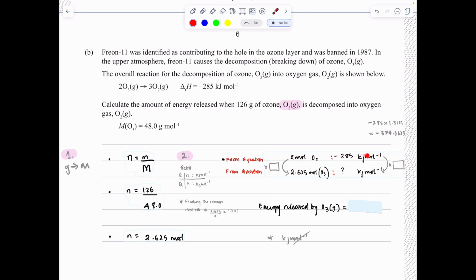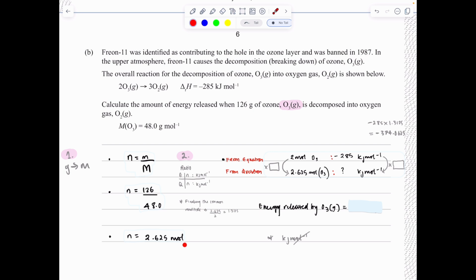So here's what I've done. As we can see here from the equation, we have 2 moles of O3. Please do not get mixed up between the two oxygens. We're dealing with O3. So we look at O3 in the equation. As you can see, the big number 2 suggests that there are 2 moles of it. How much energy does it release? It releases negative 285 kilojoules per mole, which I've written here. So if 2 moles releases negative 285 kilojoules, how much energy will 2.625 moles of O3 release?